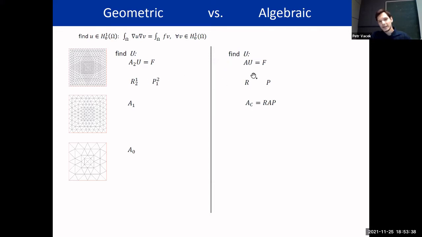In algebraic multigrid, there doesn't have to be any geometry. It is a method for solving the system of linear equations, and restriction and prolongation matrices are defined based on the properties of matrix A. The coarse level matrix is defined using the restriction and prolongation matrices and the original matrix A.